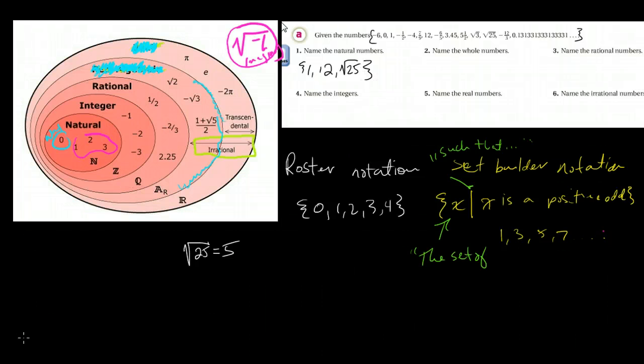The rest of these we'll go through a little more quickly. Number 2 says name the whole numbers, and so basically we're looking at the same set of numbers here, except that now we're going to include 0.